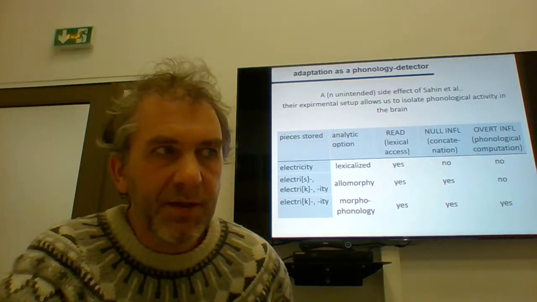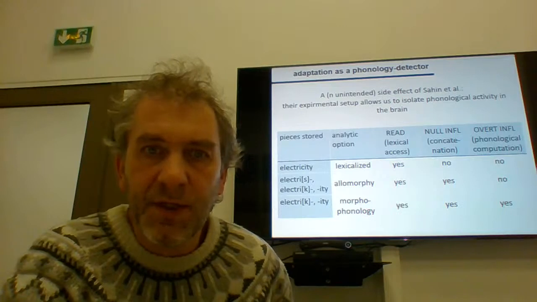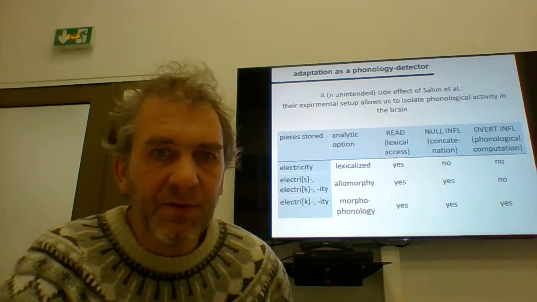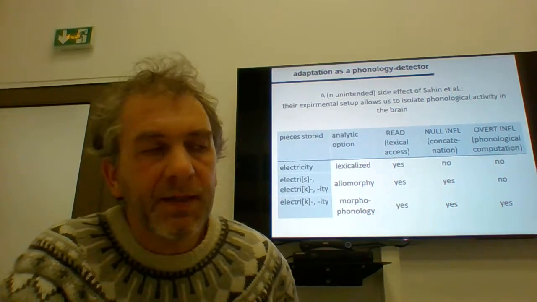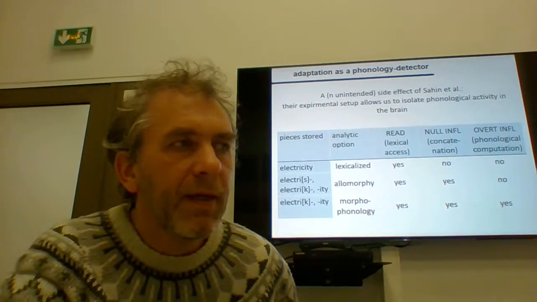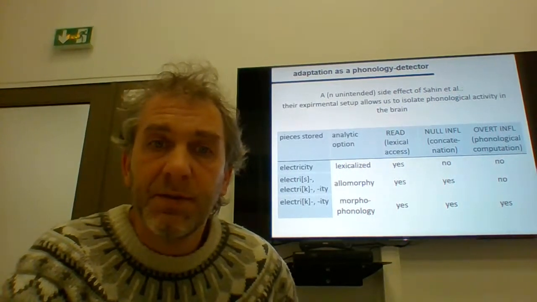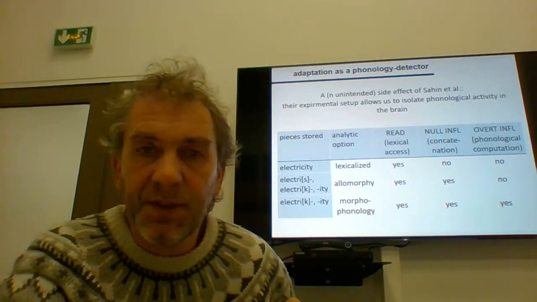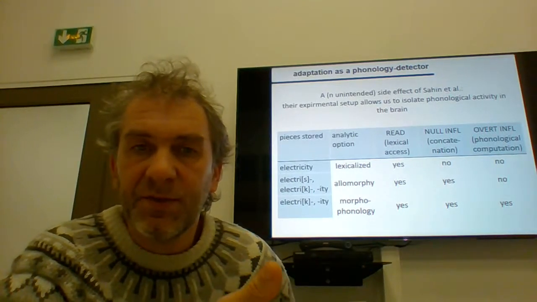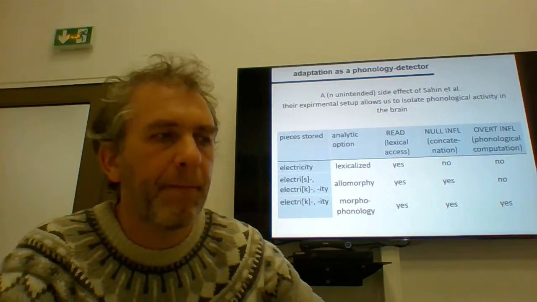Okay, so actually, what Scheer et al. setup allows is to contrast 3 possible analyses that exist and have been proposed for various phenomena, including velar softening, and that we will be able, if everything works fine, to tell apart. Okay, so the EEG will tell us whether, if we input electricity, we do get a lexical access, whether we do or don't get concatenation, and whether we do or don't get phonological activity. That's the goal.